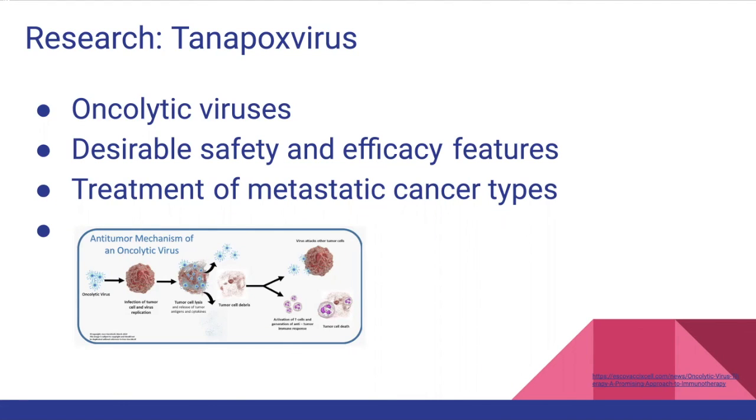It could be potentially used to treat metastatic cancer types such as breast cancer, ovarian cancer, pancreatic cancer, retinoblastoma, and melanoma. This diagram displays how oncolytic viruses can help regress tumors by infecting the cancerous cell, causing them to lyse.